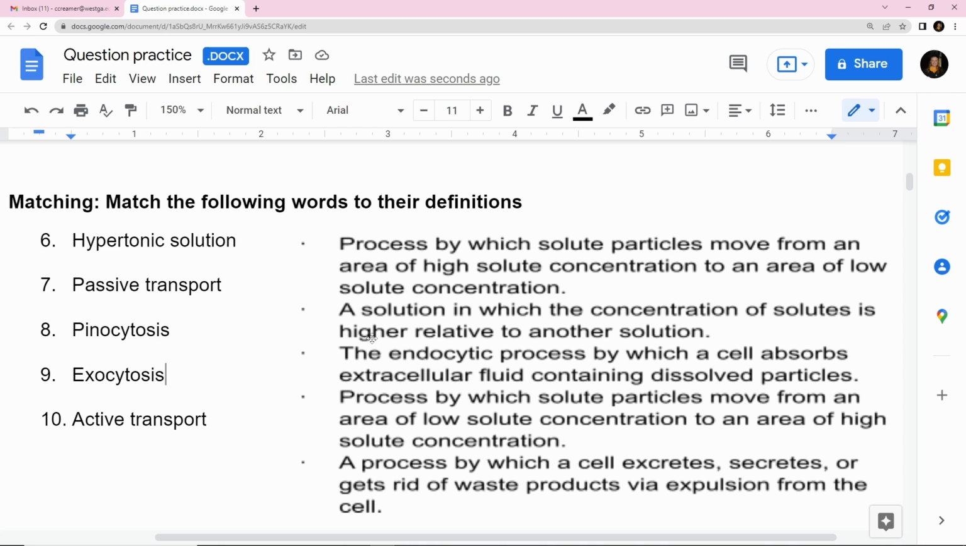How about a solution in which the concentration of solutes is higher relative to another solution? What term matches that definition? Correct answer is hypertonic solution. How about the endocytic process by which a cell absorbs extracellular fluid containing dissolved particles? What term matches that definition? Correct answer is pinocytosis.